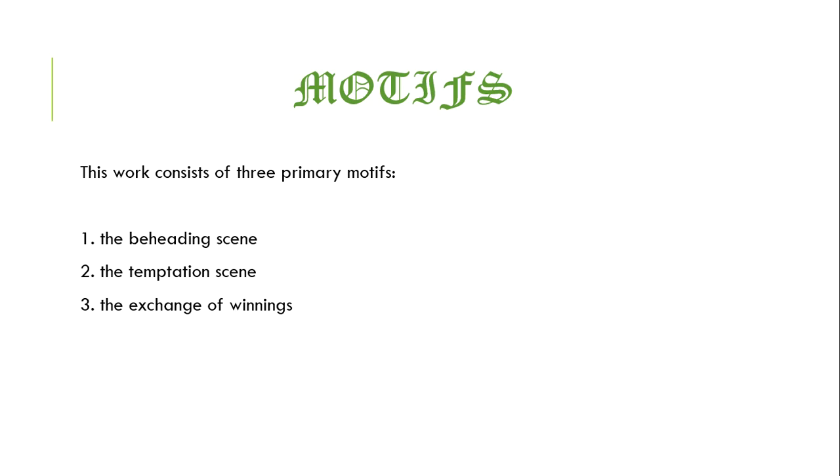This work consists of three primary motifs. A motif is a recurring story element. So the three motifs to look for here are the beheading scene. This story opens up with a beheading, then a temptation scene, and then finally a scene called the exchange of winnings.